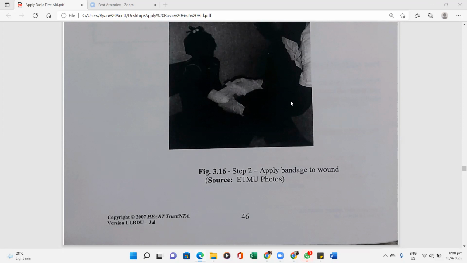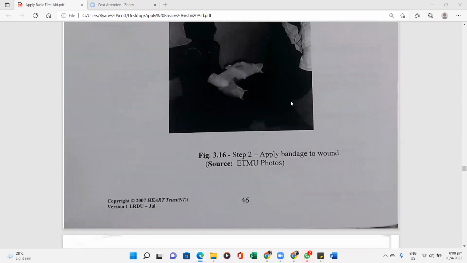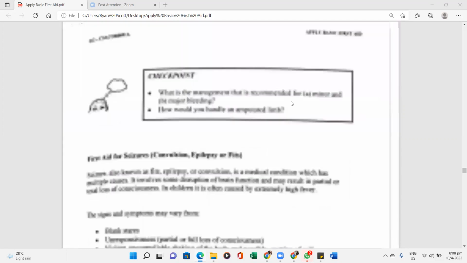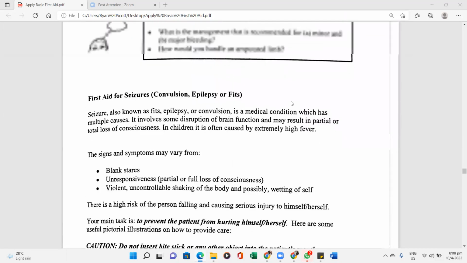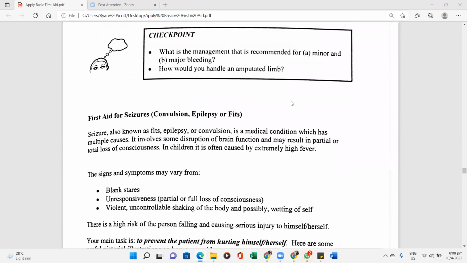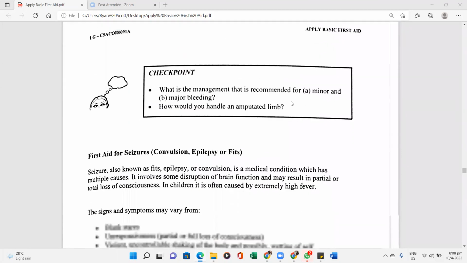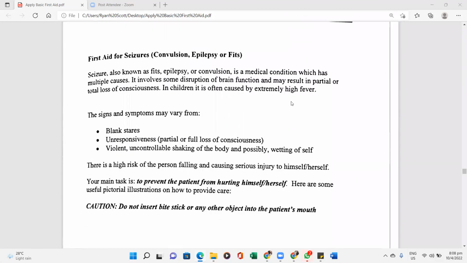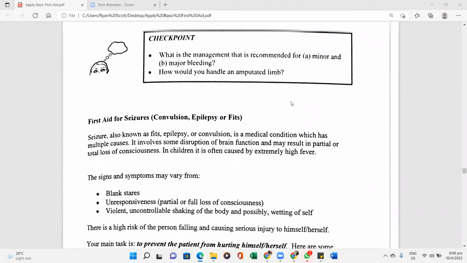the sterile gauze or the sterile material that you're using. Okay? You apply the bandage, you wrap the bandage around it. Okay? To continuously give the pressure. And go down, scroll down. Go up. Okay, so what is the management? Scroll up, let me see.